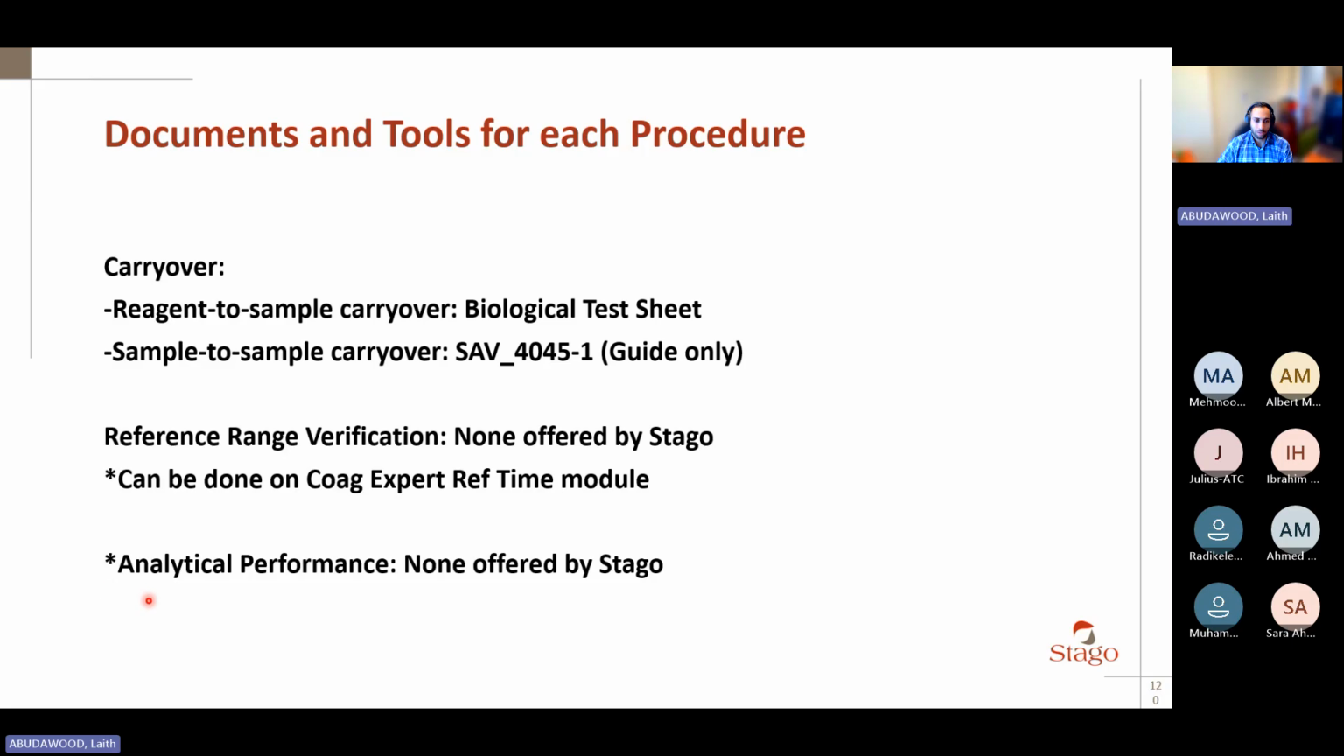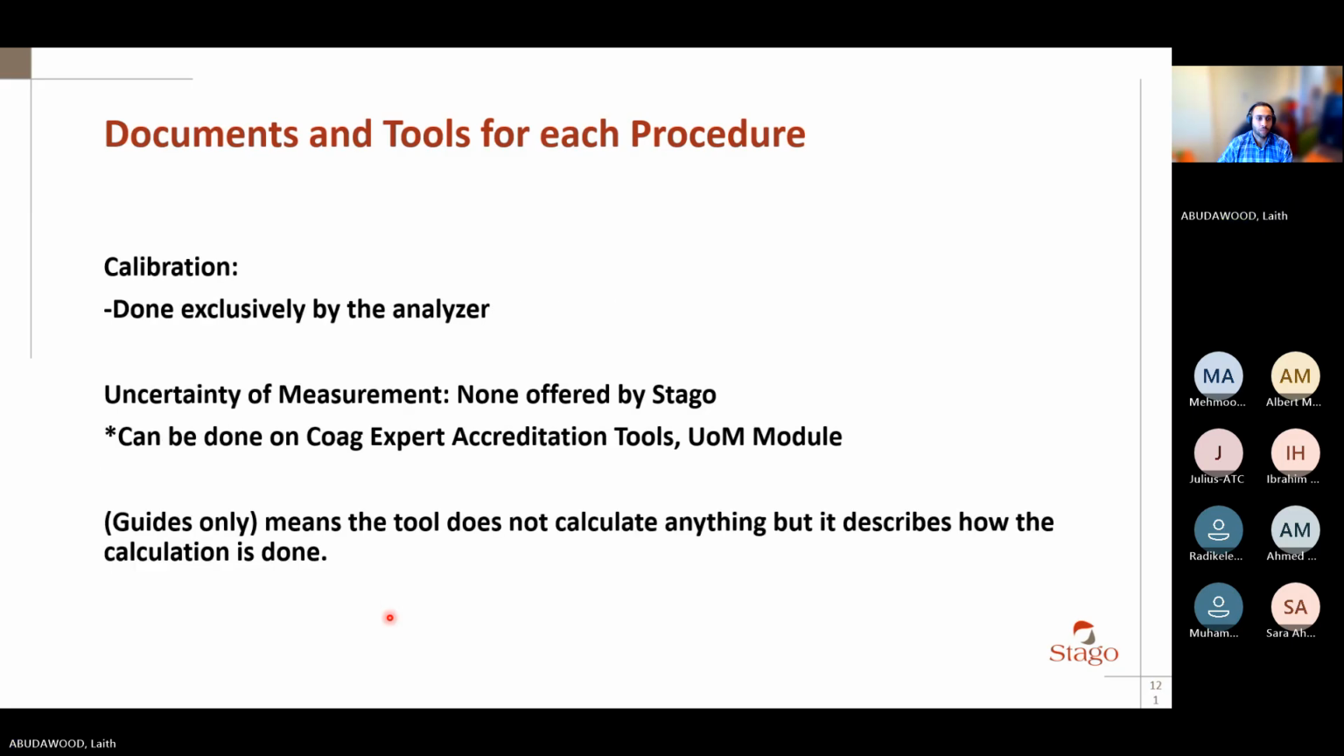Analytical performance, I have to change that. Sorry, that's detection limits. Detection limits, we don't have anything generally offered from Stago for this. Finally, calibration. As you know, the calibration is done by the analyzer. It's calculated by the analyzer, so you don't need any tools for that. You just need the guide that I provided to you also on how to evaluate the calibration.